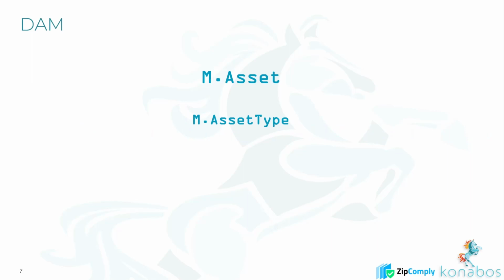So for DAM, one of my previous videos you could check out on our website, konobos.com, or on our YouTube channel. We dealt with m.asset and m.asset type. DAM by far is the most complicated of all the different pieces inside of Content Hub. PCM is a little bit easier. CMP is much easier than this.